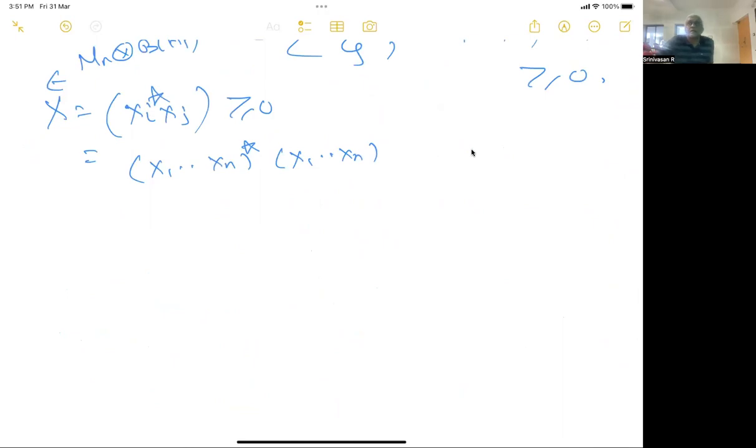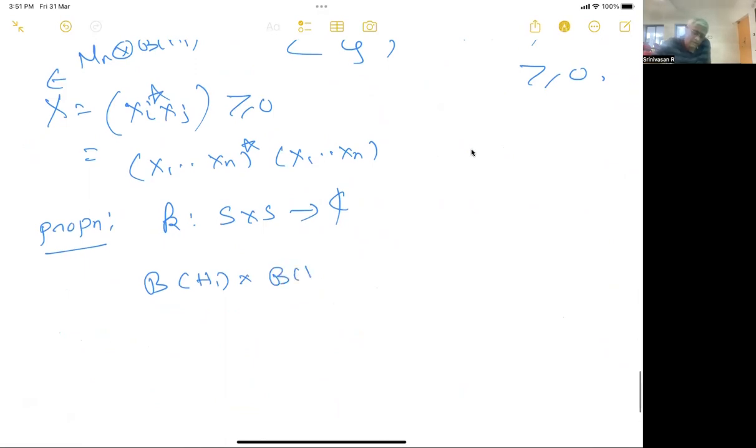Now we write the kernel. Let us take, I mean, a kernel is a function from a set cross a set to C, right? So that S is going to be B(H_1) cross something. We are just taking a set.